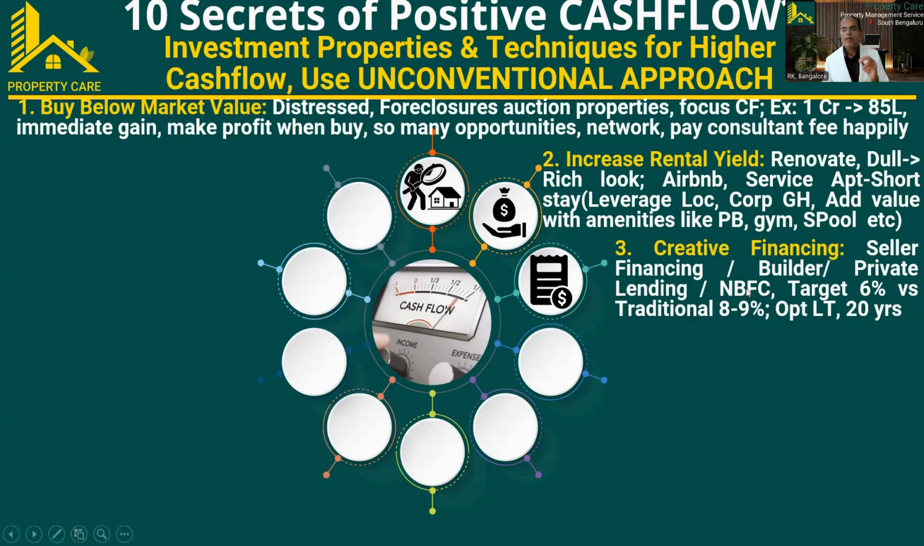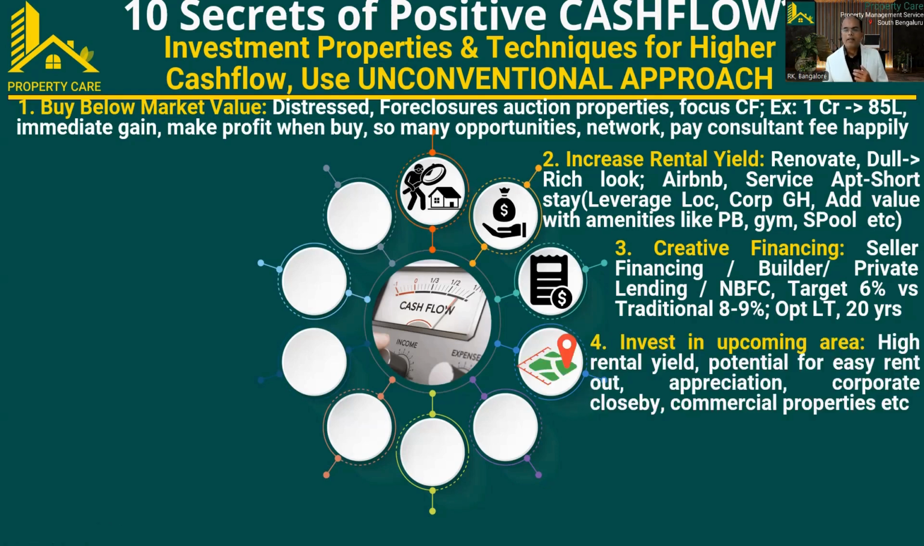So NBFCs, non-banking financial companies. There are some companies like Bajaj Finance. They also do this, India Bulls, Shriram. So they do funding, but we should do some groundwork with the market and see who is giving the lesser percentage. Try to negotiate with them, show your credit history, and try to negotiate a percentage below the standard nominal percentage which banks charge. And opt for long term, for example, 20 years. Use the long term and try to get the loan.